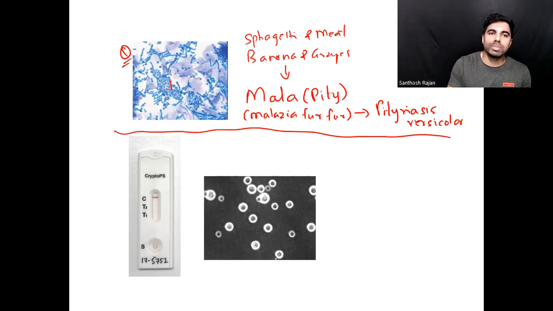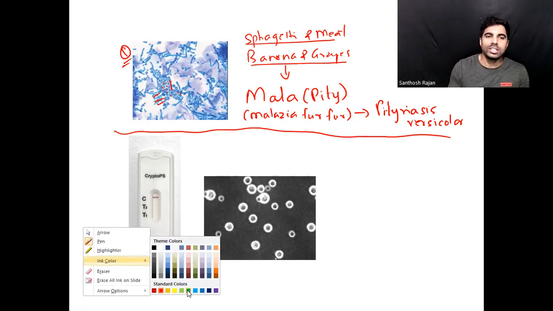So whatever you see, the whole spaghetti, and the dots, that is the meatball. So spaghetti and meat, or it's also looking like banana and grapes. Both are right. So banana and grapes, this is Malassezia, mala ko both pasand hai khane ka. Theek hai, remember that. Okay, that's it. Now the next question. If you see, what is the thing you're seeing here?